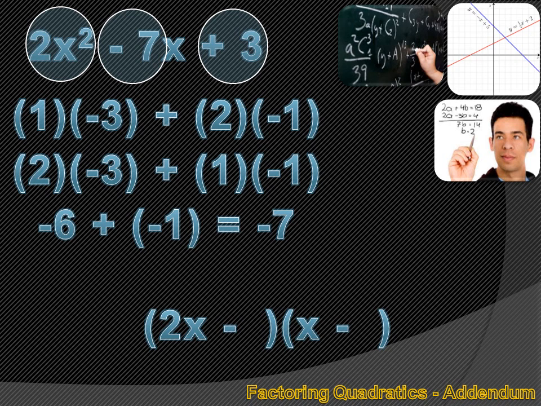So now I know that I want to multiply my 2 times minus 3. In other words, I have to multiply that 2x times the second term in my second bracket. So I'm going to put minus 3 in the second bracket and minus 1 in the first bracket. And my factors are 2x minus 1 times x minus 3.